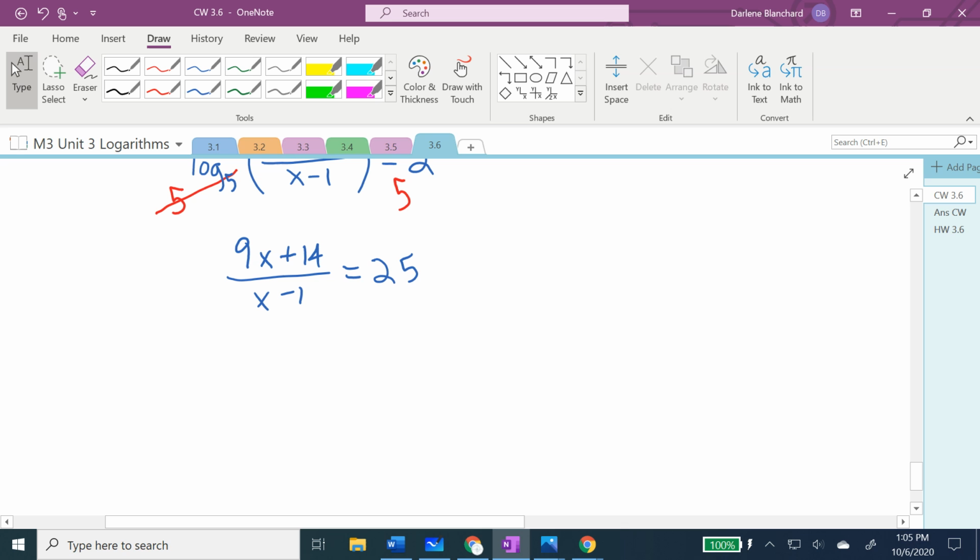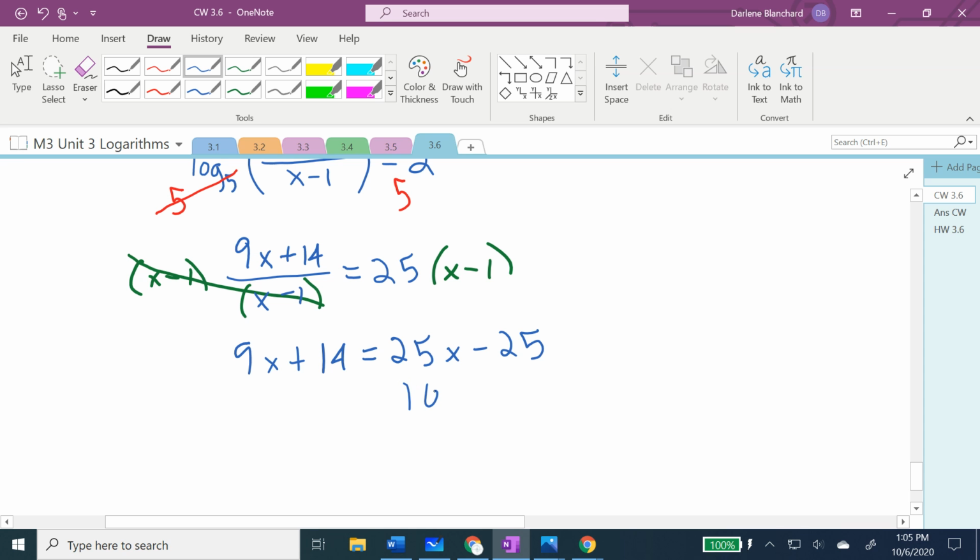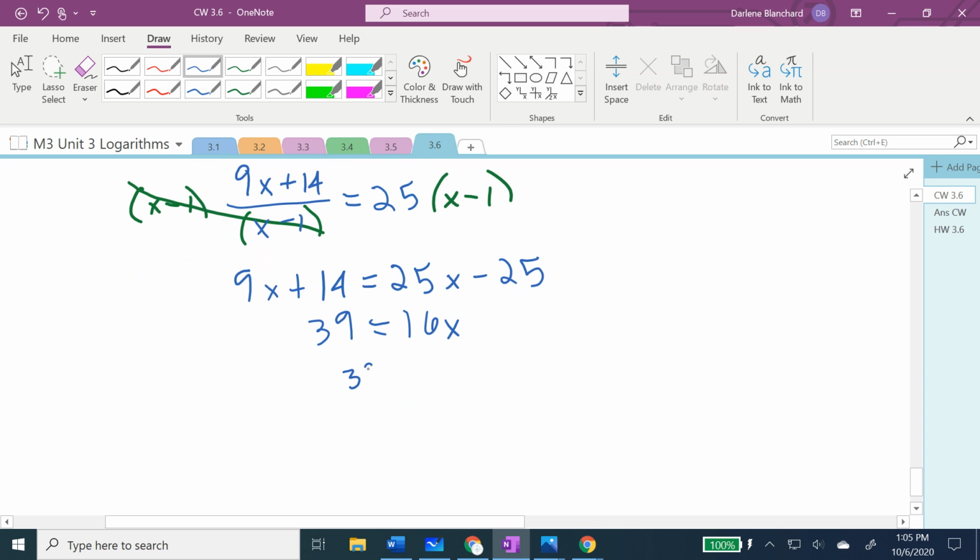I've still got a little bit more work to do. So I need to multiply both sides by the denominator. And now I have 9x plus 14. And I'm going to distribute the multiplication over the subtraction, 25x minus 25. And now we're really on our way. So I'm going to subtract 9x to both sides, giving me 16x on the right. I'm adding 25 to give me 39 on the left. And 39 over 16 is my lovely value of x.